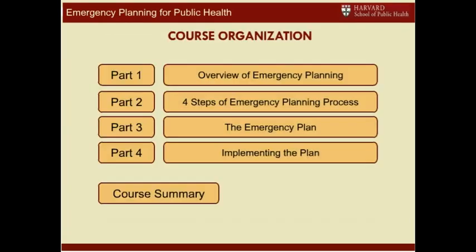This course is organized into 4 parts. We'll start with an overview of emergency planning. In Part 2, we'll discuss the 4 steps of the emergency planning process. Part 3 will explain and define the components of an emergency plan. In this section, we'll emphasize crucial public health issues and concerns. And lastly, we'll discuss how to implement a proven and properly crafted emergency plan. A final summary will provide a quick review of the key concepts covered in the course.